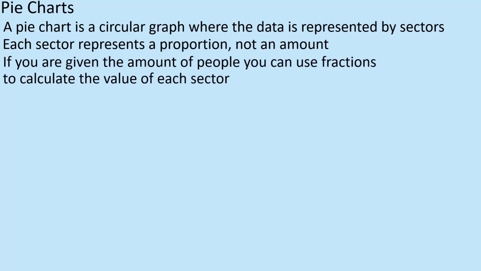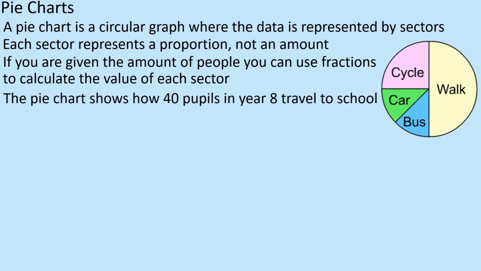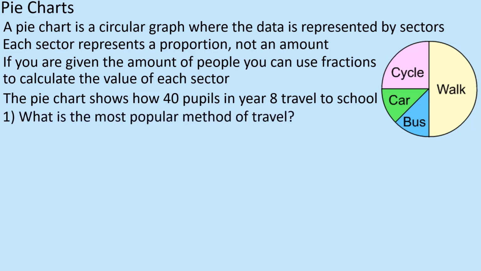And if you're given the amount of people, you can use fractions to calculate the value of each sector. Looking at this as an example, the pie chart shows that 40 people in year 8 travel to school. So we know that the whole lot represents 40, and now we're trying to interpret what that means when answering a question. What is the most popular method of travel? I hope you can see from the diagram that walking has got the biggest section. So walking is the most popular one.